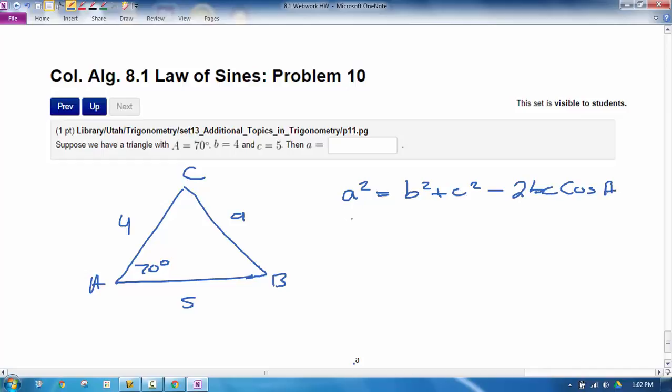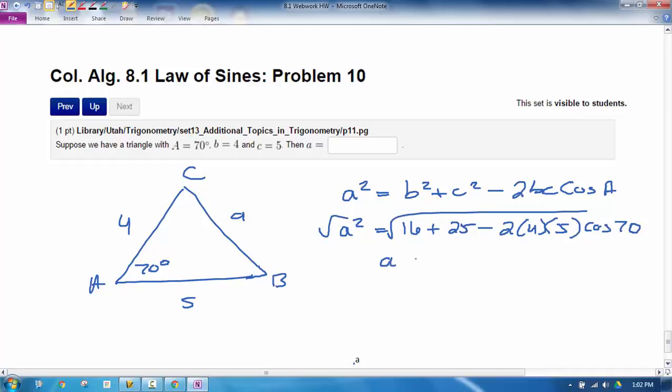So in this case, I'm looking for side A, and B is 4. 4 squared is 16. C is 5. 5 squared is 25. Minus 2 times B times C times the cosine of angle A, which is 70. So I can take the square root of both sides of this, and this gives me side A, which is 5.23. All right, I hope this helps.